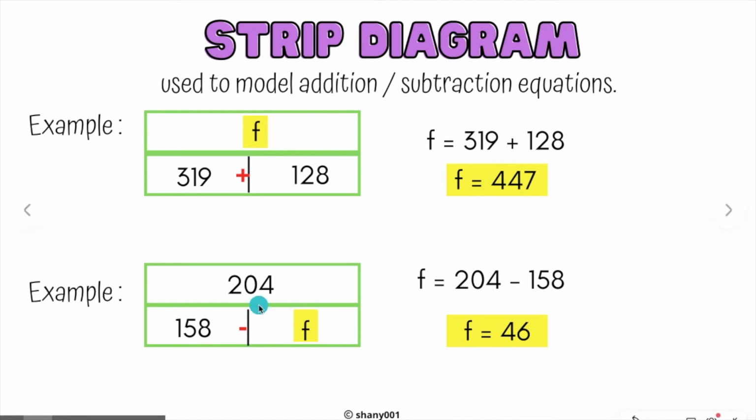In this case, you are subtracting. You have your total. You have one part here, and you're missing the second part. So you're not finding your total in this case. You are finding the missing part. So in this case, you would subtract. You have your total. You're going to subtract 158 to figure out what F equals. F equals 46.